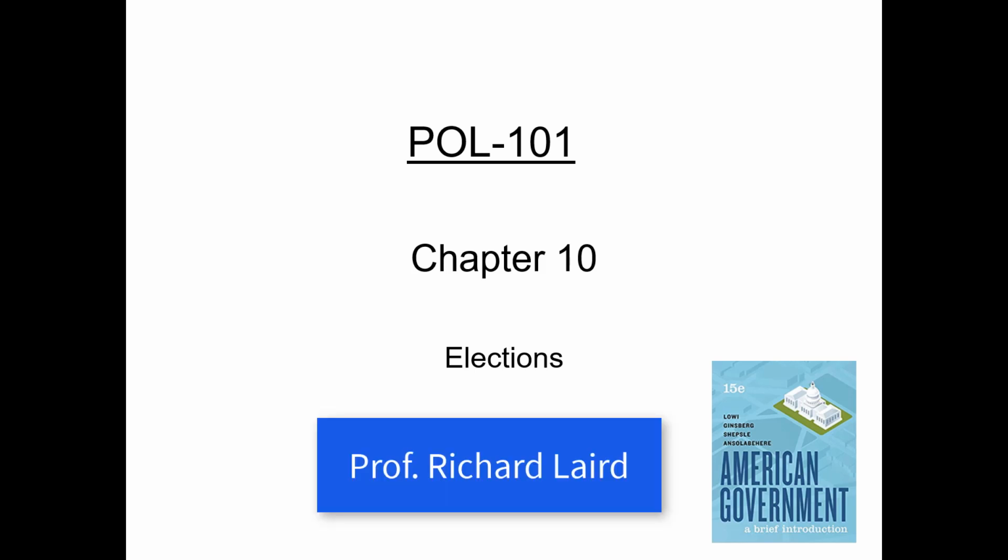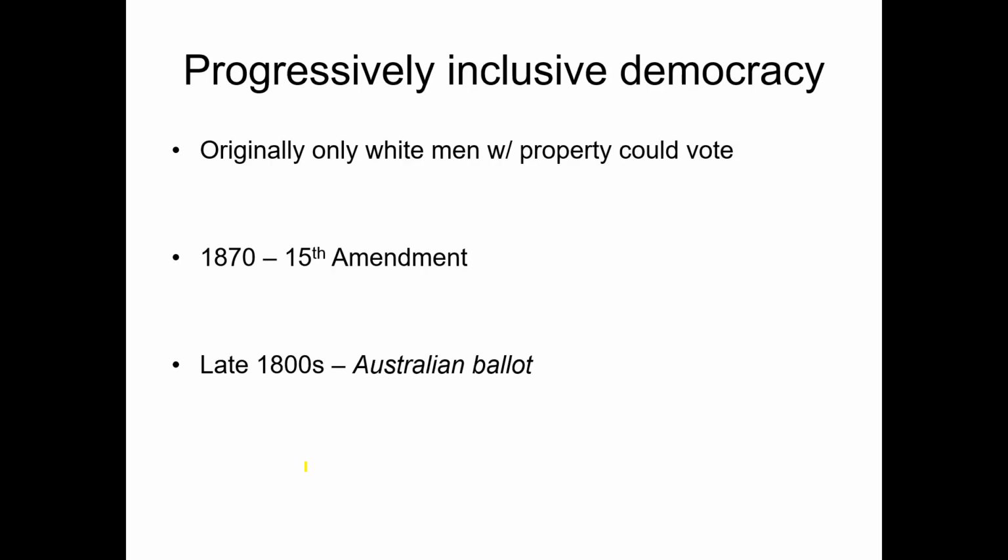This is Chapter 10 of the American Government course, Elections. Let's talk about how our democracy, first of all, became progressively inclusive with more voters. Originally, only white men with property could vote. They discussed that during the Constitutional Convention and left that up to the states to decide those voting qualifications.